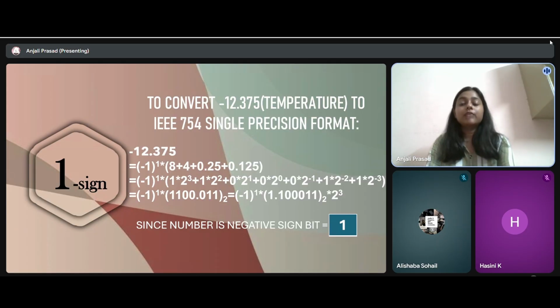Now, to convert into IEEE single precision format, we know that the MSB, which is the first bit, is for representing the sign of the number. And since our number is negative, the first bit is going to be 1.